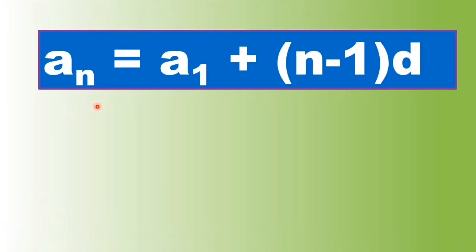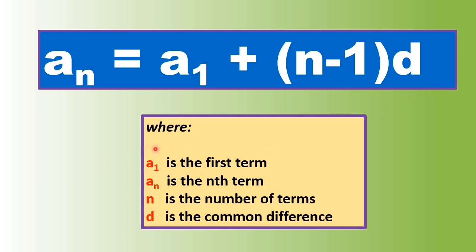We can also use a formula in finding the next number in the sequence. a sub n is equal to a sub 1 plus the quantity of n minus 1 times d, where a sub 1 is the first term, a sub n is the nth term, n is the number of terms, and d is the common difference.